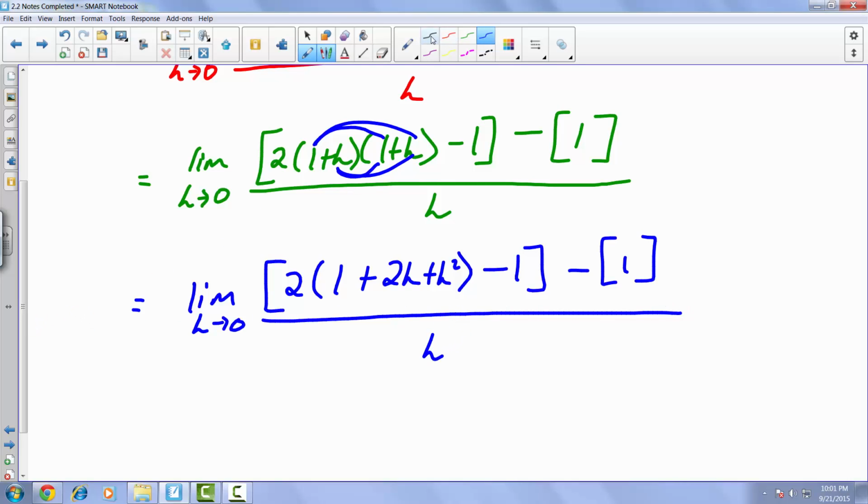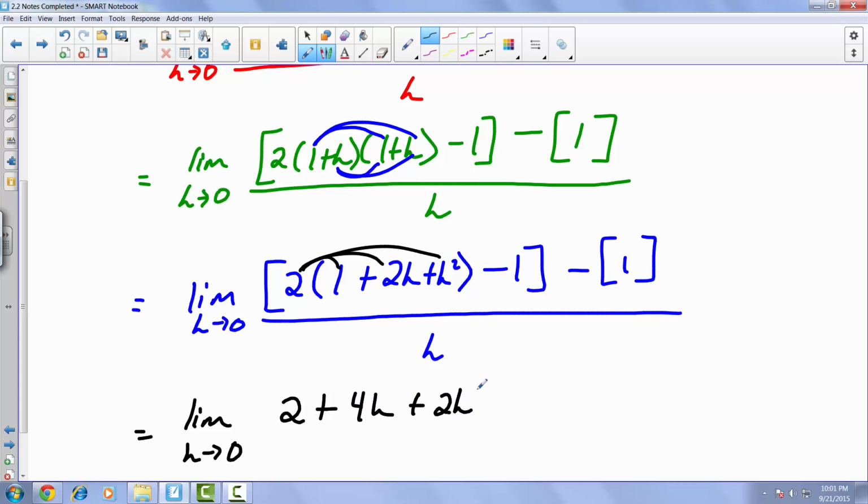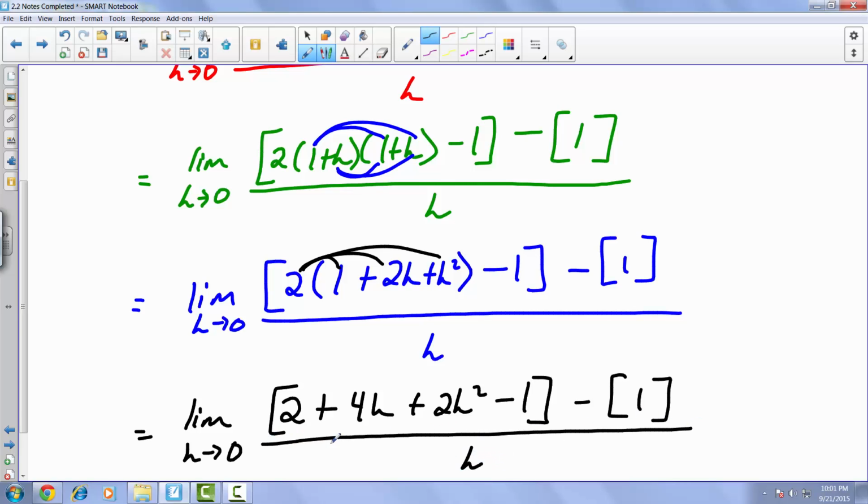Going ahead next and distributing in this 2 into all of these items, we end up with the limit as h goes to 0 of 2 times 1 is 2 plus 4h plus 2h squared minus 1, minus 1 all over h.